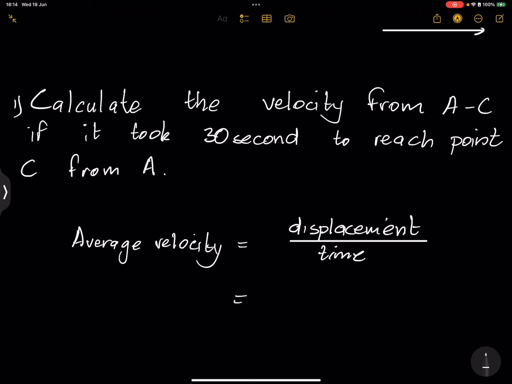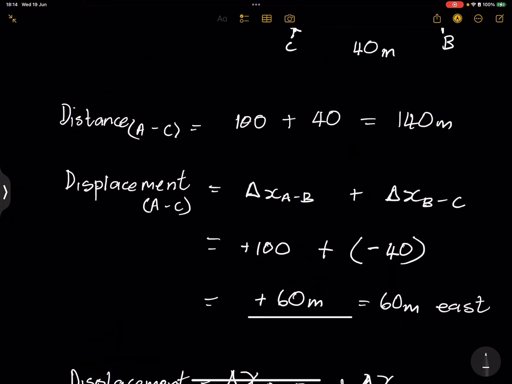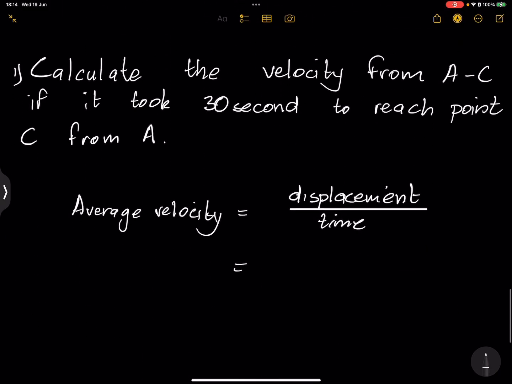So what are we going to do there? Going to say, well, what was our displacement? We said the displacement was 60 meters. You remember we calculated it. We said 100 minus that 40, that gave us 60 meters, right? So our displacement was 60, and we divided by the time, and remember that time must be in seconds, so that's 60 divided by 30, and that would give us 2 meters per second.